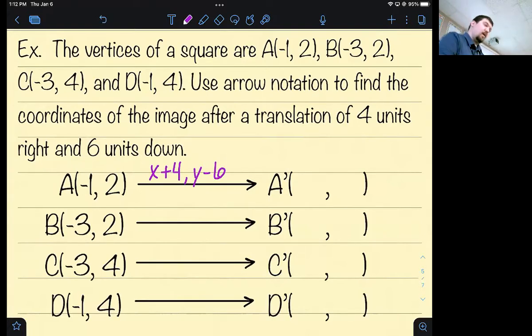Garrett, what do you get for -1 + 4? Okay, and what about 2 - 6? Okay. Carter, what about -3 + 4? 1. And 2 - 6? -4. Okay. Lizzie, what about -3 + 4? Yeah, Carter just said that one. And 4 - 6? -2. Okay. And Brady, what about -1 + 4?